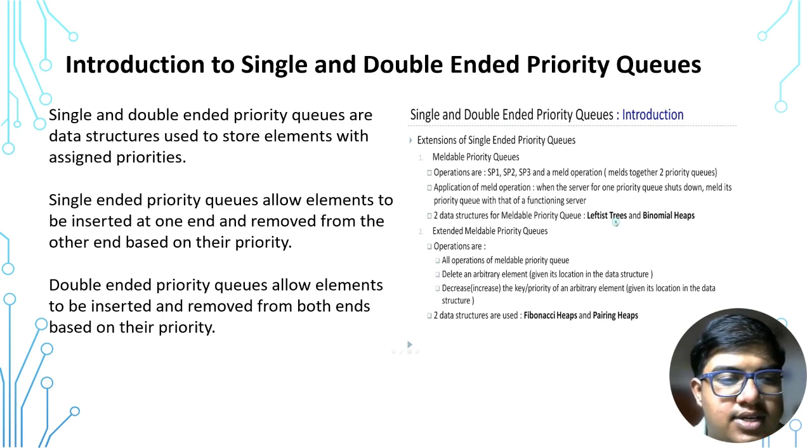Now, double-ended priority queues allow elements to be inserted and removed from both the ends based on their priorities. As we saw in the previous part, in single-ended queues one element entered from one side and left the other side, while in double-ended it takes place on both the ends. So let's move on.